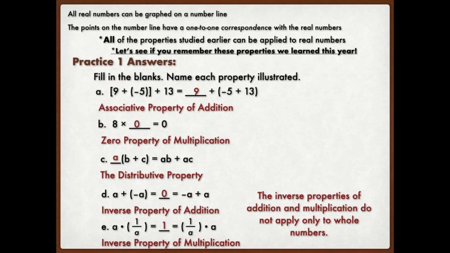Okay, letter A. 9 plus negative 5 plus 13. That blank would be 9. That's the associative property. B. That would be the zero property of multiplication. C. We take A times B and then A times C. So AB plus AC, that's the distributive property. And then D is the inverse property of addition. And then E is the inverse property of multiplication.